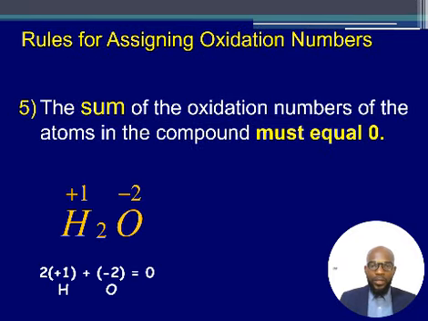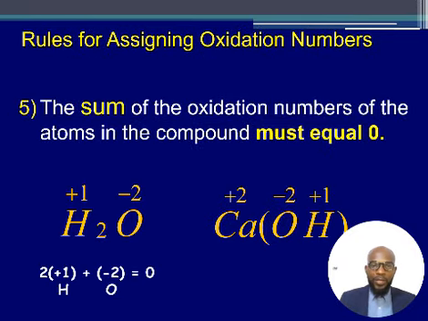The sum of the oxidation numbers of the atoms in a compound must equal 0. If you look at the slide, the total oxidation number of water should be equal to 0, looking at the charges, while for calcium hydroxide, it is also equal to 0. Calcium is +2, while the hydroxide ion is -1. When you multiply it by the subscript 2, you get a charge of -2. So +2 -2 will give you a total charge of 0.